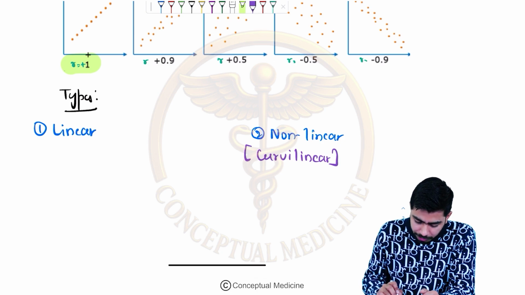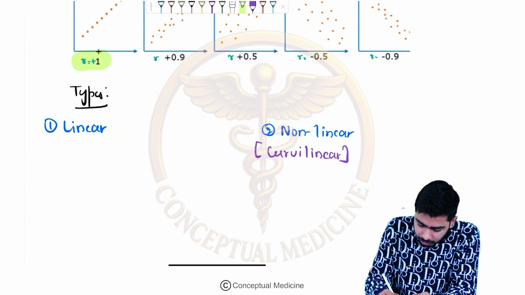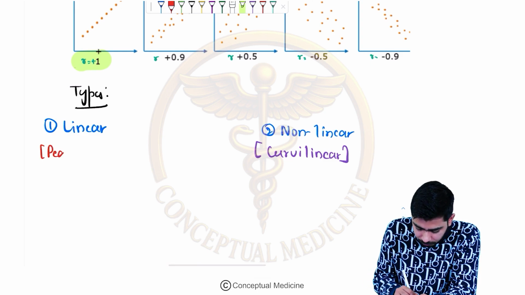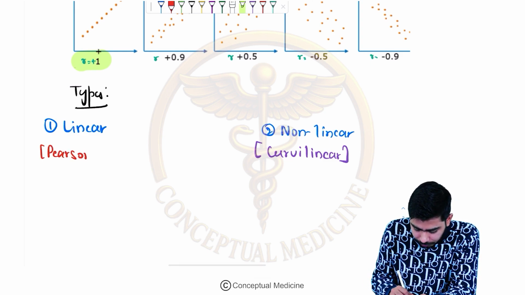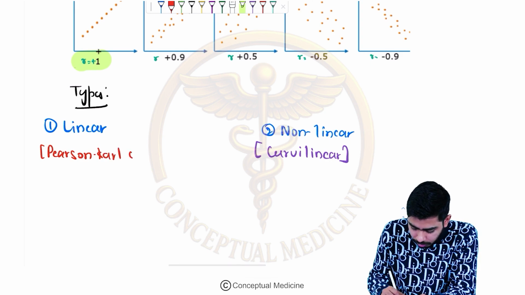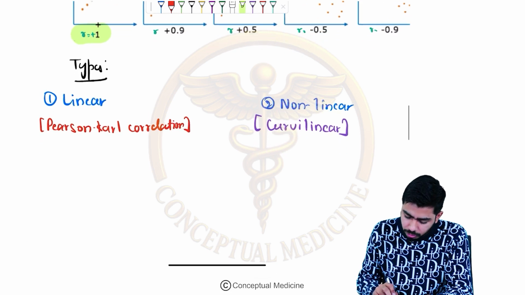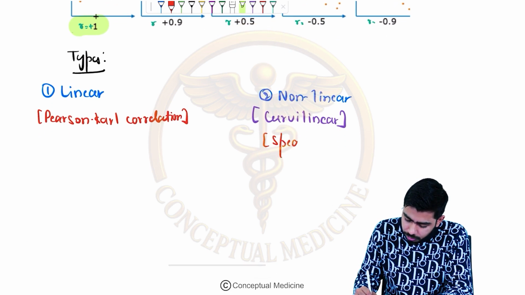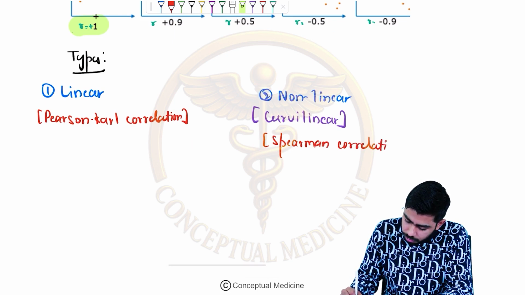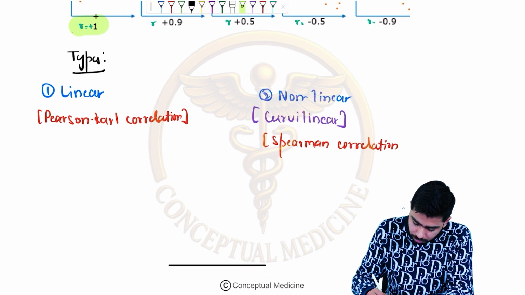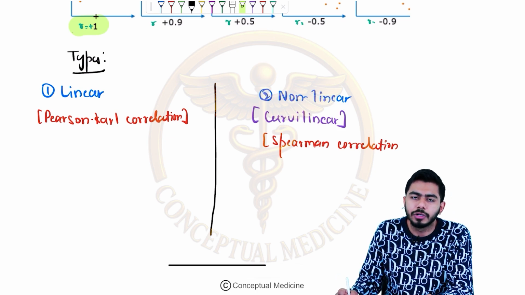Now linear, if I'm talking about, then it is also having the name, guys, please remember that, that is the Pearson correlation, and the Spearman correlation is the curvilinear or the non-linear type of correlation, right?